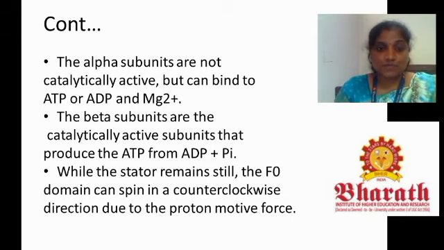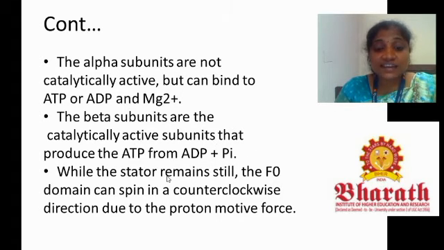So the alpha subunits are not catalytically active, but even though they are not active, they can bind to ATP or ADP and Mg2+. Whereas the beta subunits are catalytically active subunits that produce the ATP from ADP in the phosphorylation process.